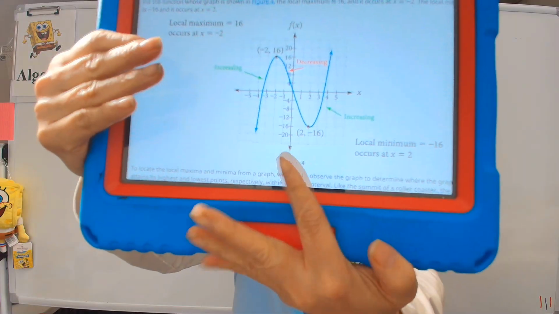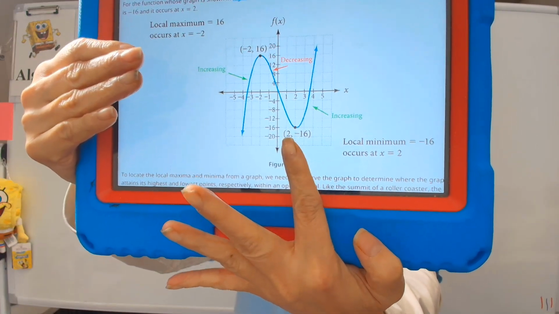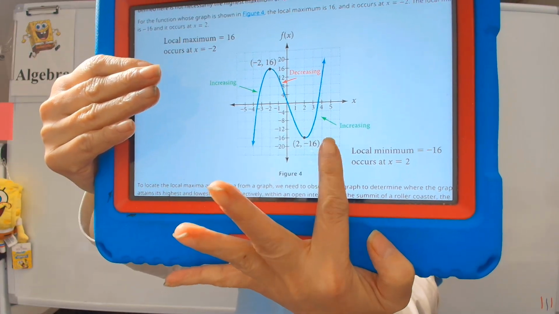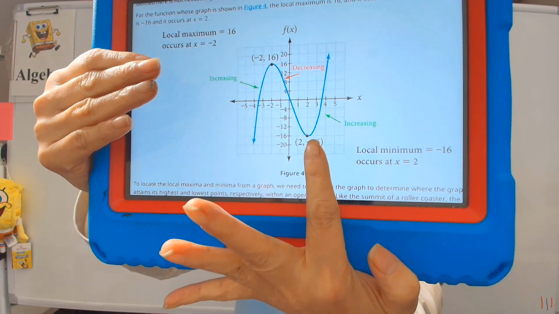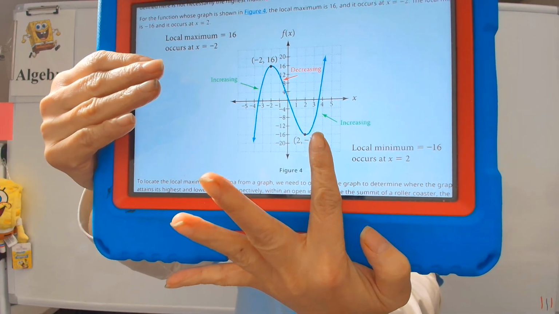Okay, so in the guy's immediate neighborhood, he is at the very, very top. And similarly, this is called the local minimum. Around this immediate area, this is the lowest point. Everything else is taller.